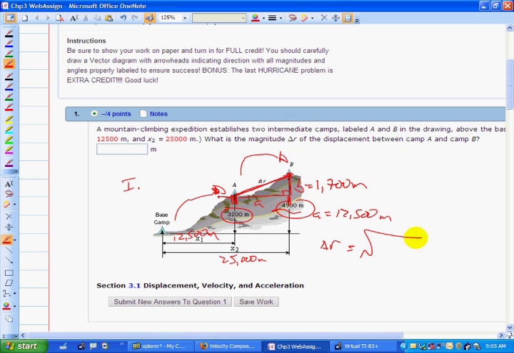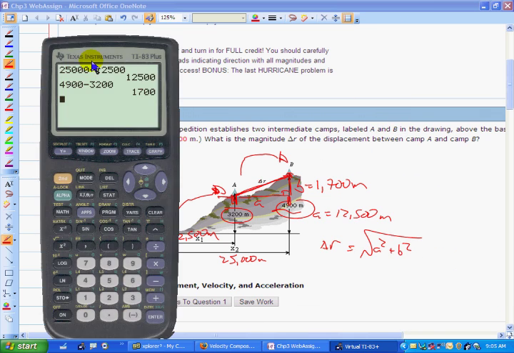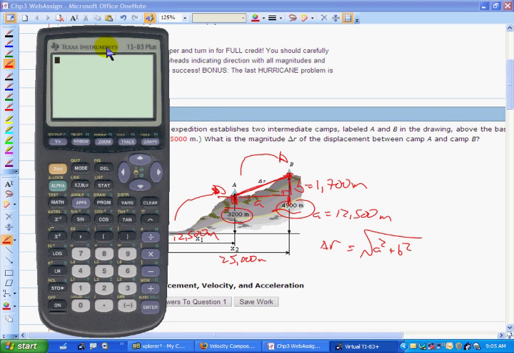So finally, I can just use the Pythagorean theorem to get my hypotenuse, this side, delta R, and that's just going to be equal to the square root of a squared plus b squared, okay? So in other words, this is a basic right angle geometry, okay? It's just reading the diagram carefully and understanding what's going on. So if I take the square root of a squared, which is 12.5 kilometers squared, plus b squared, 1.7 kilometers squared, take the square root of that whole thing, I'll get my final hypotenuse.